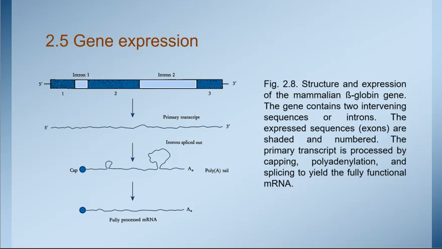The structures of the mammalian beta-globin gene and its processed mRNA are outlined in Figure 2.8 to illustrate the eukaryotic gene structure and RNA processing.